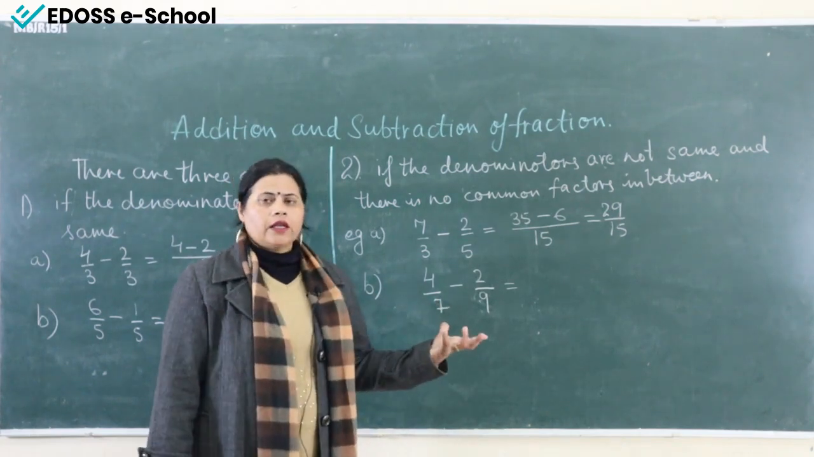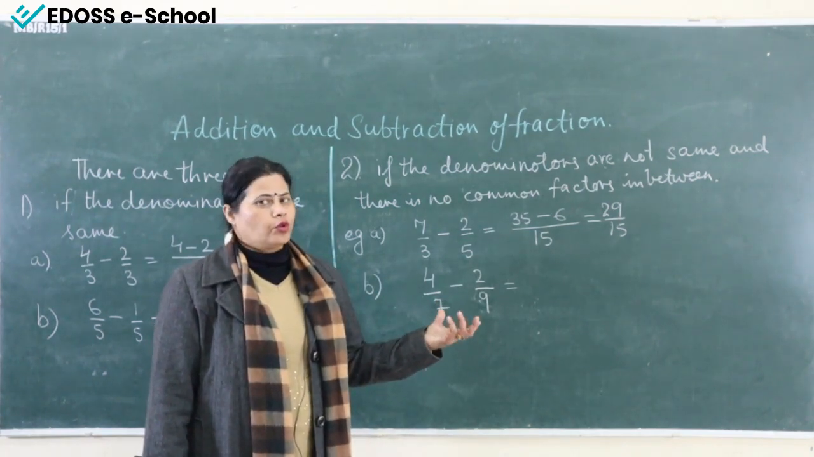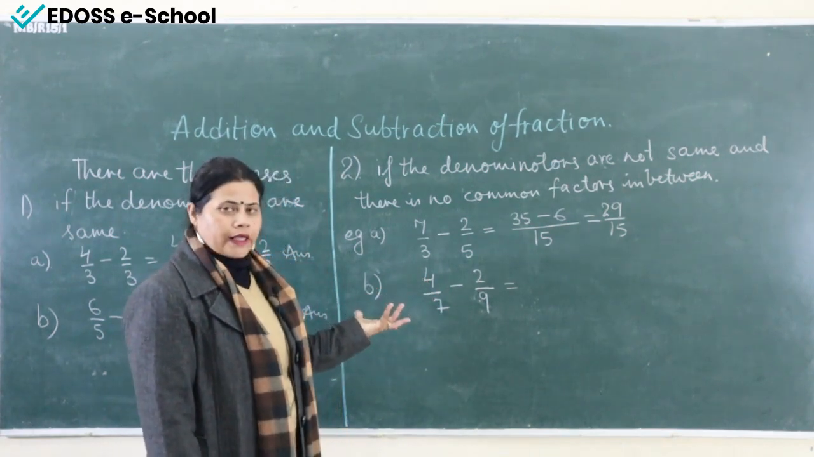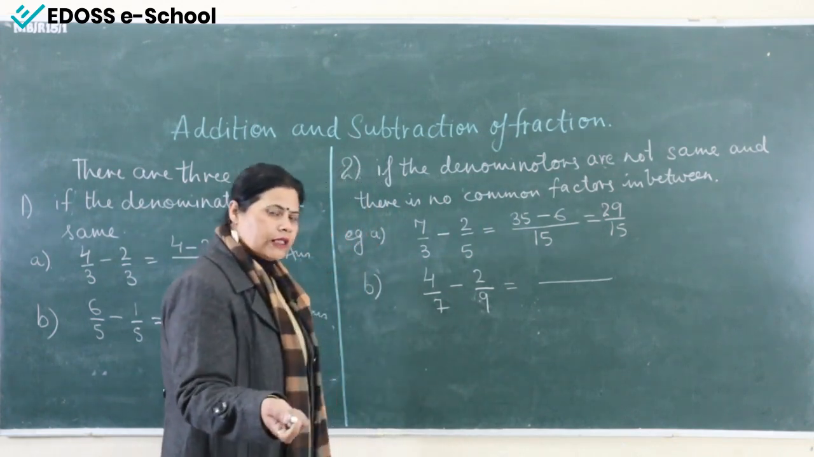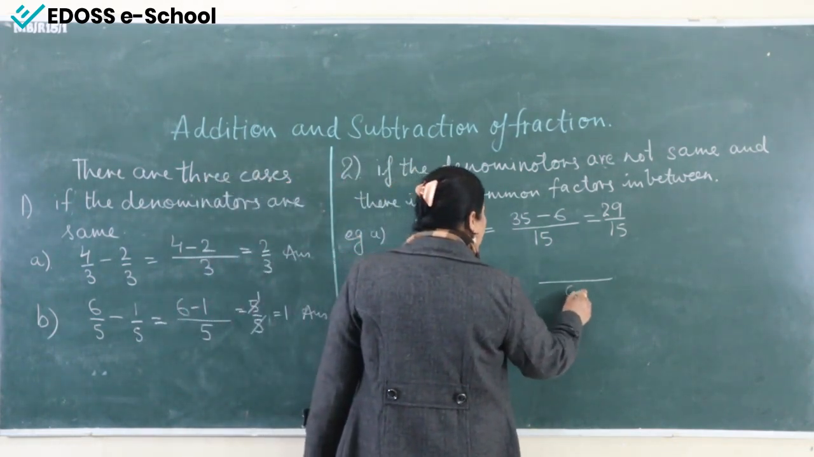Is there any common factor between 7 and 9? No, there is no common factor. It's the second case, so what you will do is just multiply the denominators. No need to take the LCM. So 7 9s are 63.